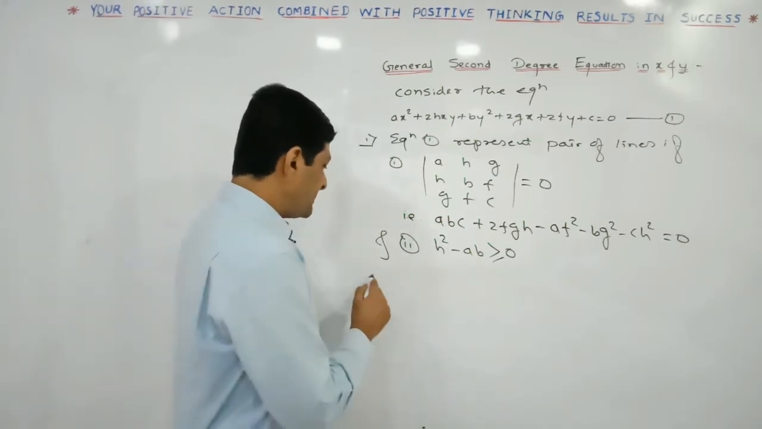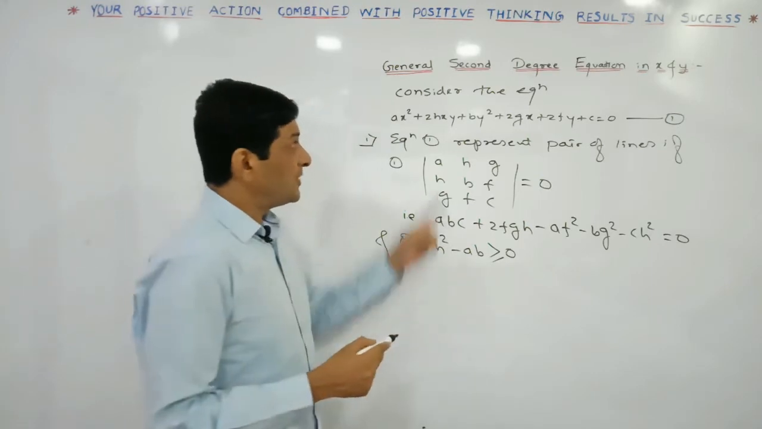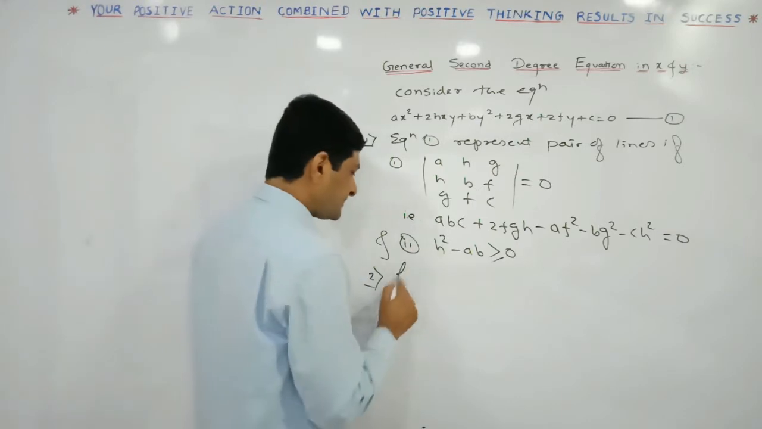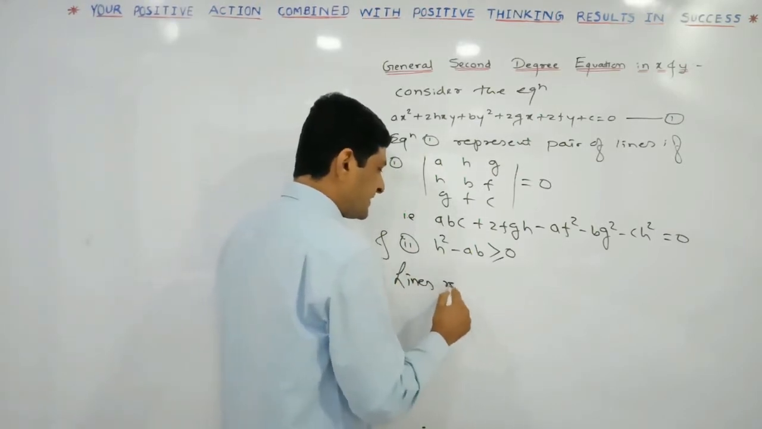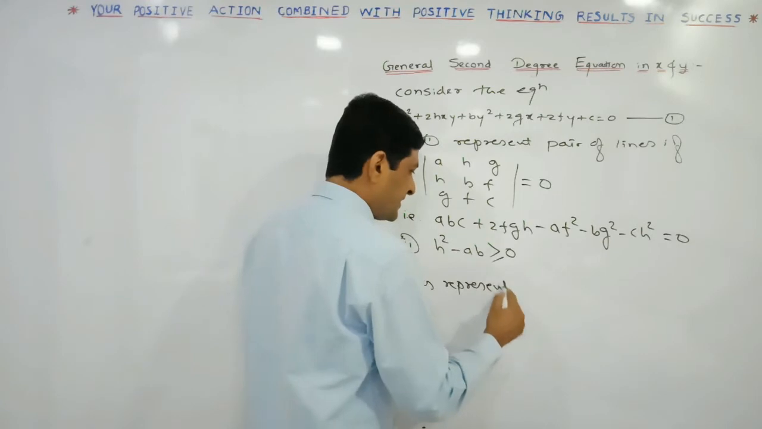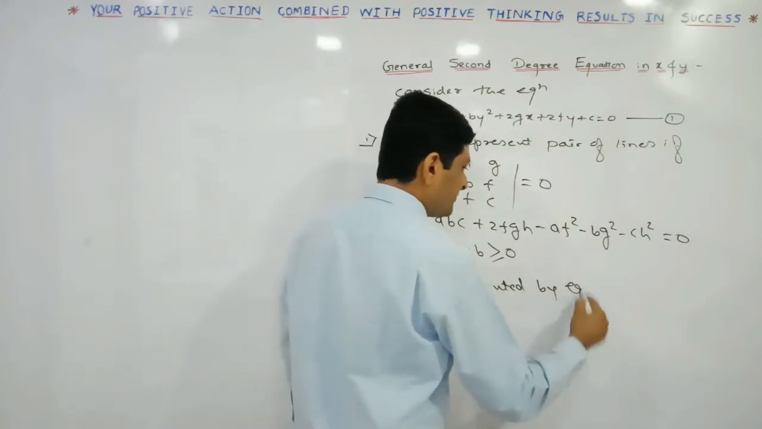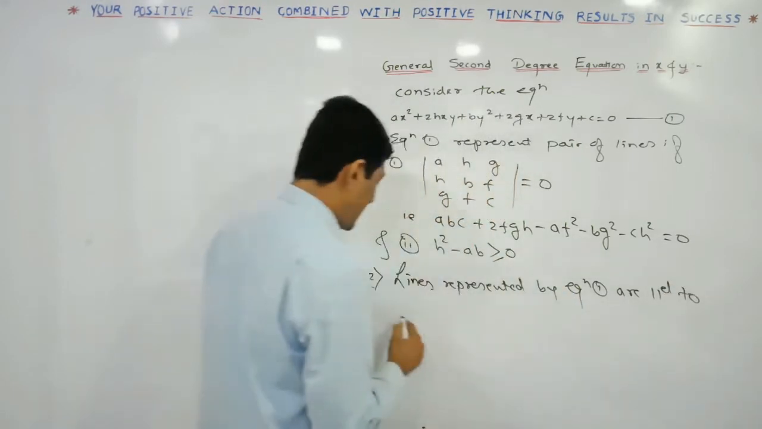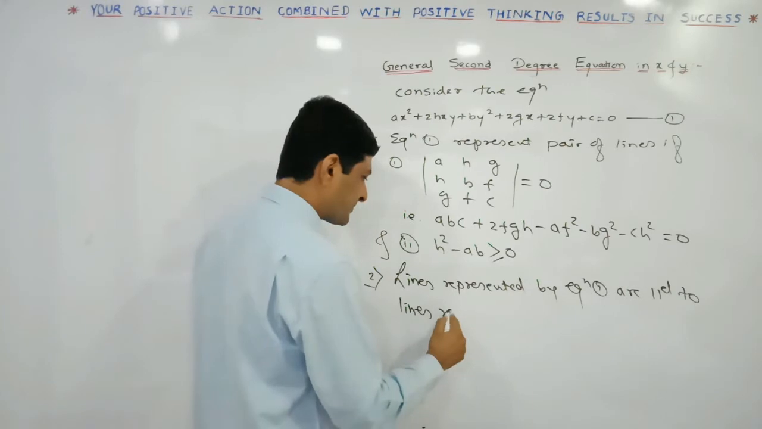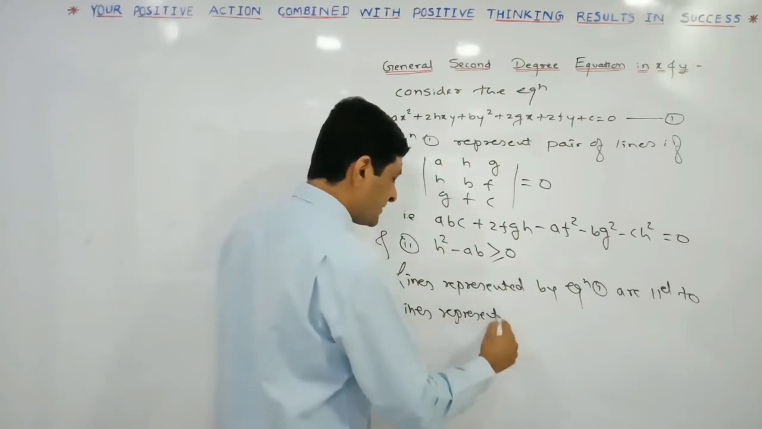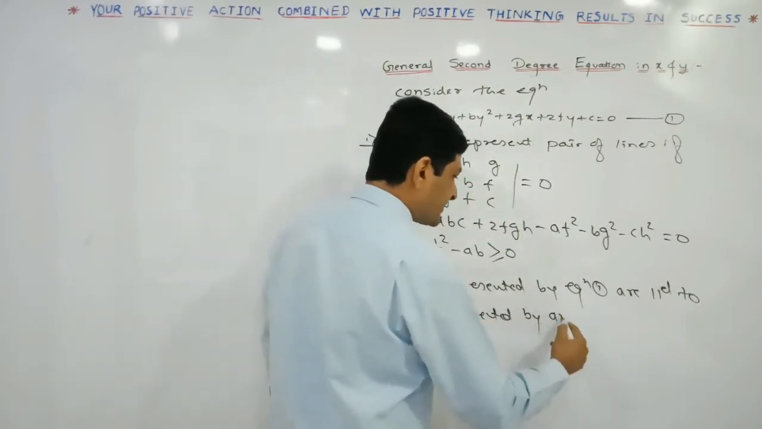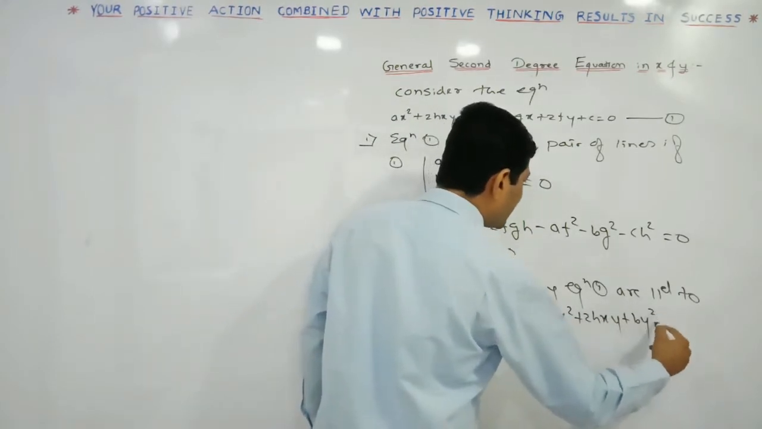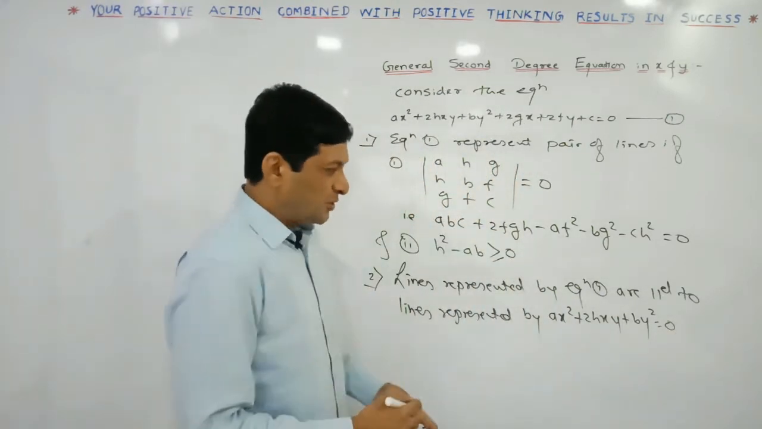How to make use of this condition while solving an example, that part we will discuss later on. Now we are discussing the second important condition. Lines represented by equation first are always parallel to lines represented by ax square plus 2hxy plus by square is equal to 0. Means this is a homogeneous equation.